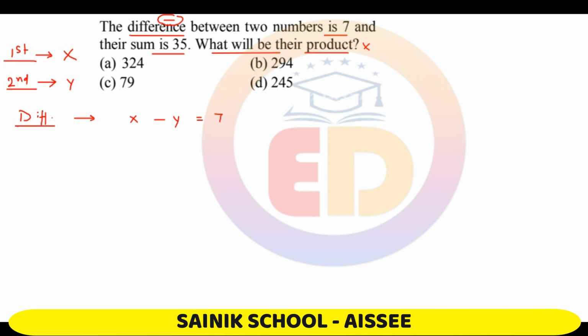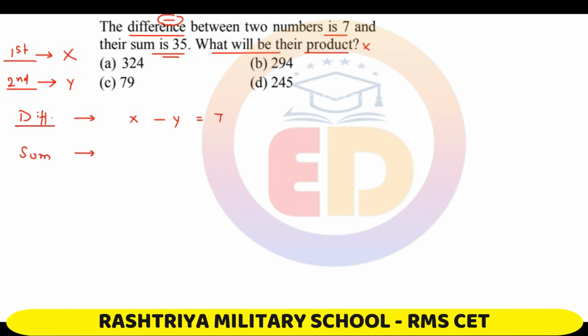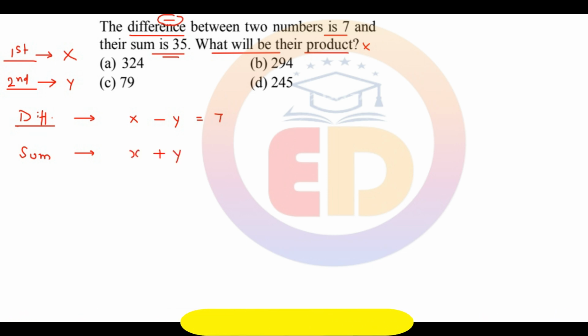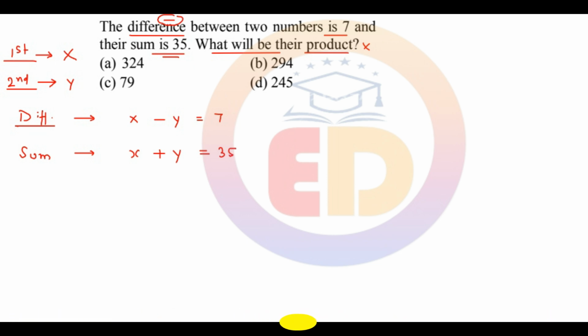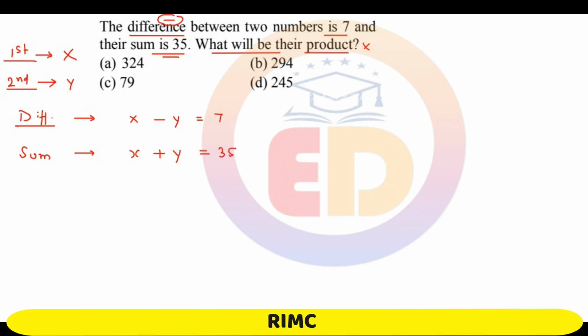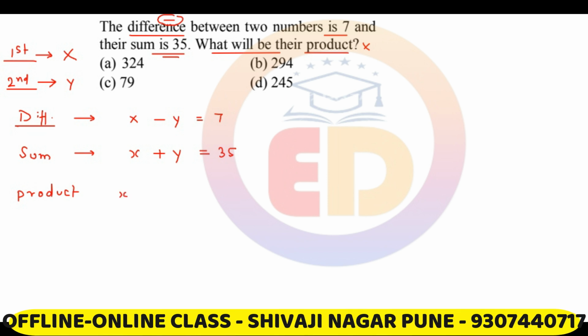And their sum is 35. Sum means the addition of both. Sum means x plus y. The value of x plus y is given as 35 in the question. And now the question is asking what is the product? Product means we have to multiply x and y.